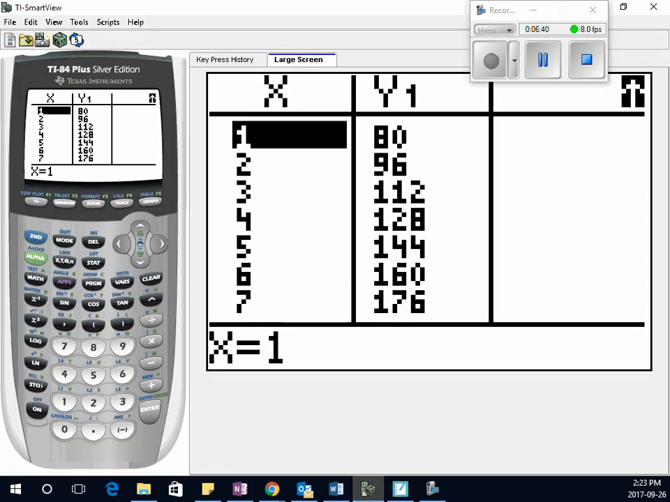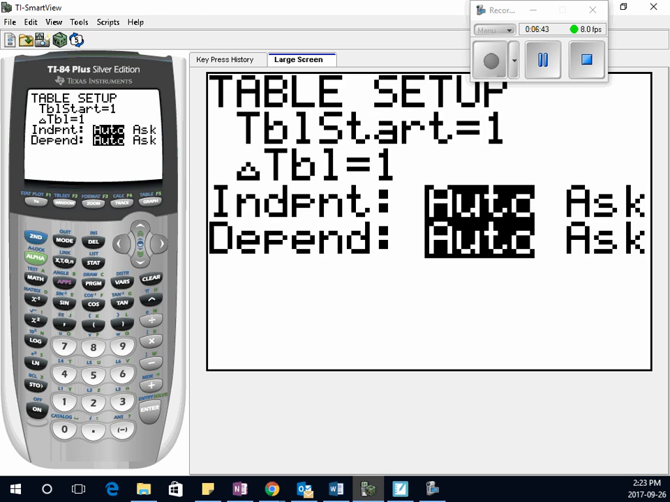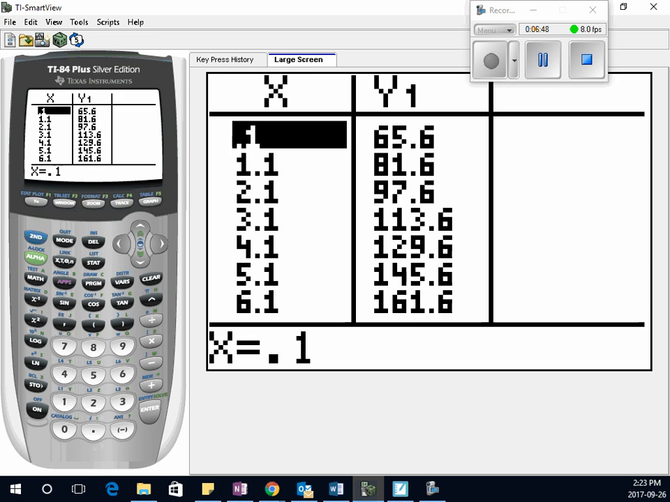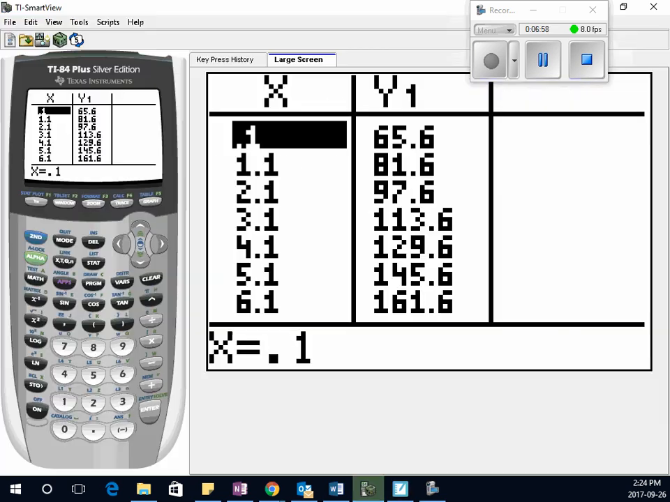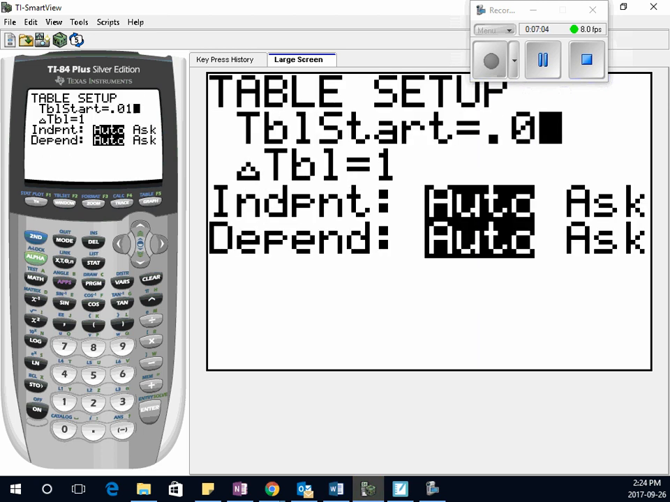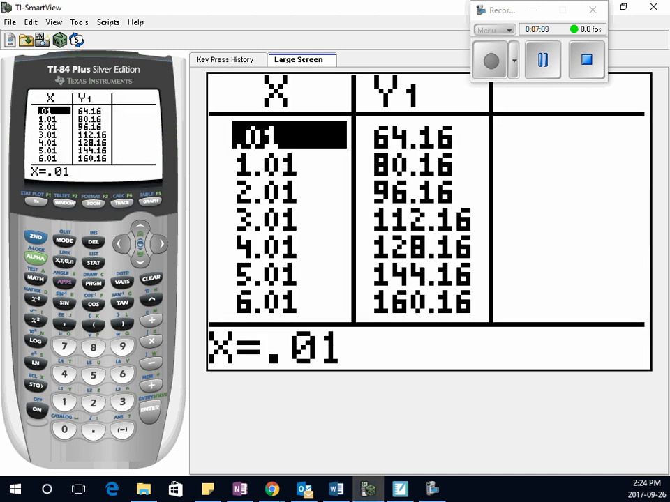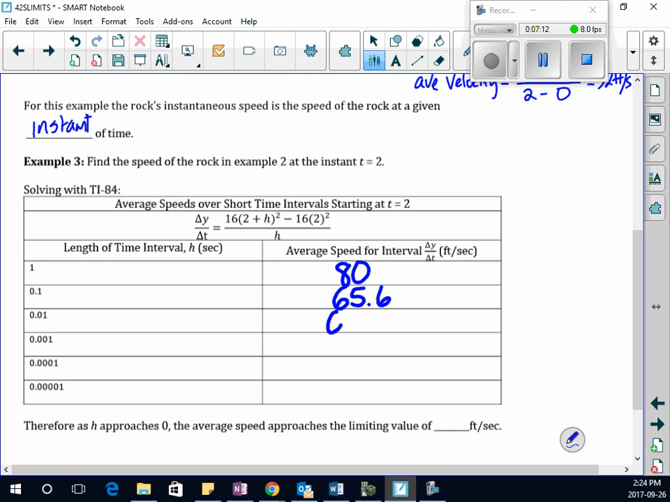So go to table set. Change it instead of starting at 1. Go to 0.1. Then go to your table. What does it tell you? 65.6. Now we're going to go to 0.01, sorry. 0.01. 64.16. Then we're going to go to 0.001.